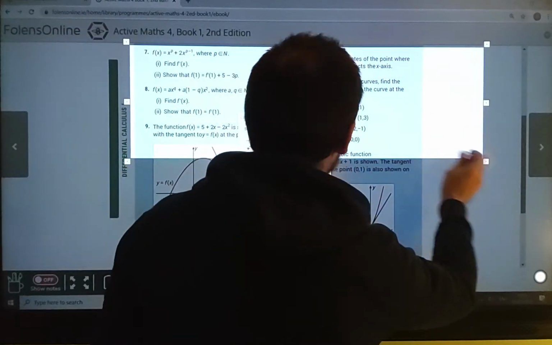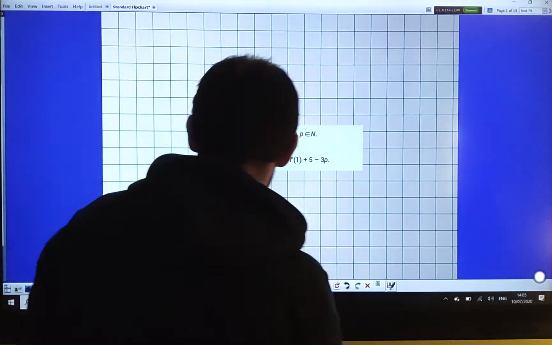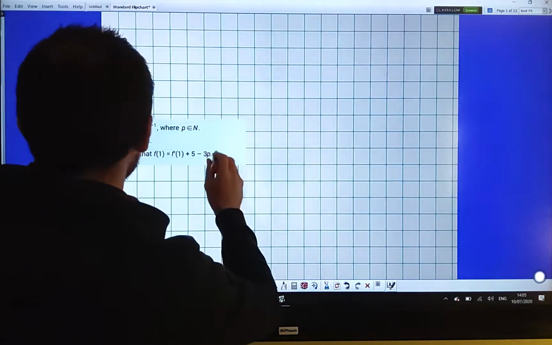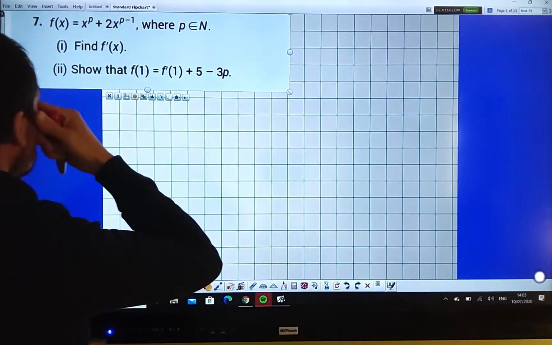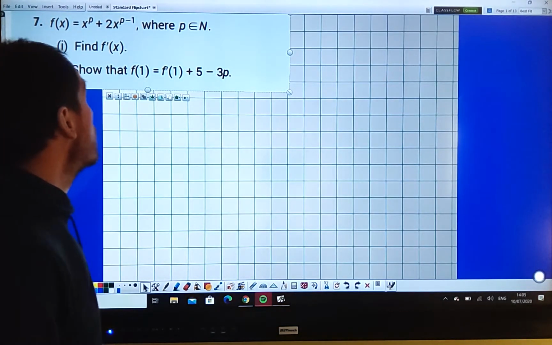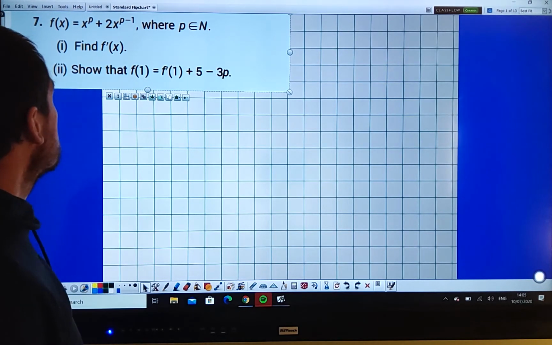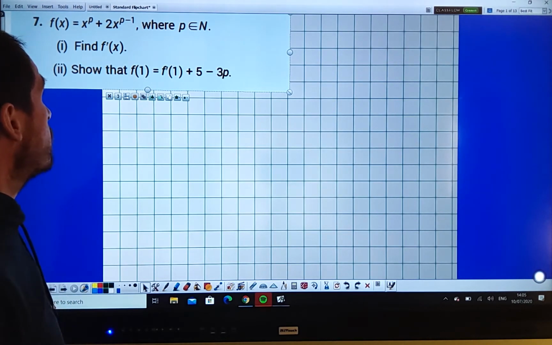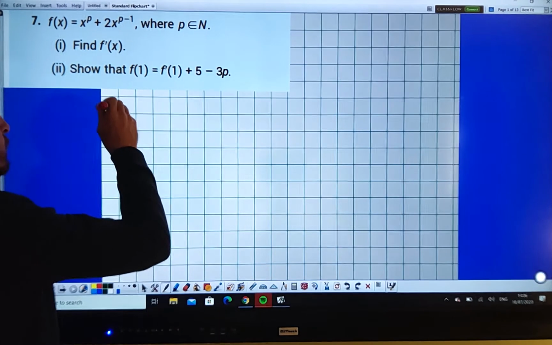So this is, believe it or not, mainly algebra. It is a calculus question, but there's not that much calculus in it, and it really focuses on the algebra. So what you're given here is the function f of x is equal to x to the power of p plus 2 times x to the power of p minus 1. It says find the derivative of f(x). Okay, so we don't worry about anything else, and let's find the derivative first of all.